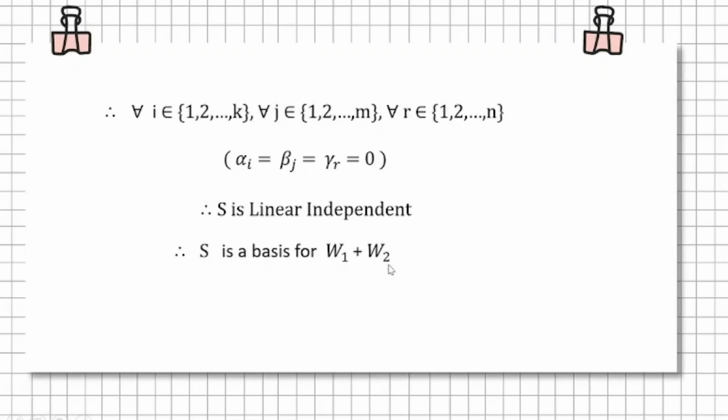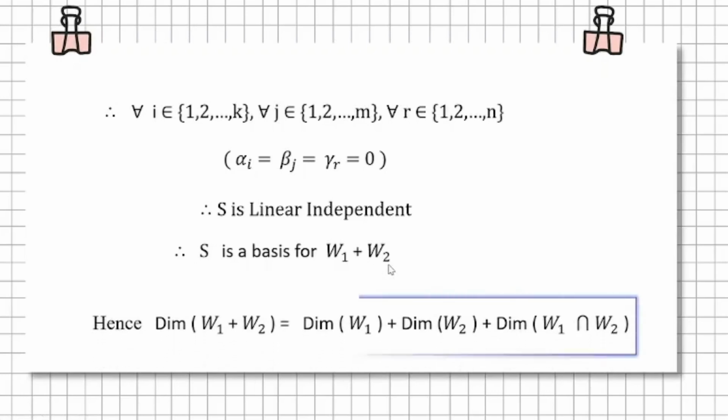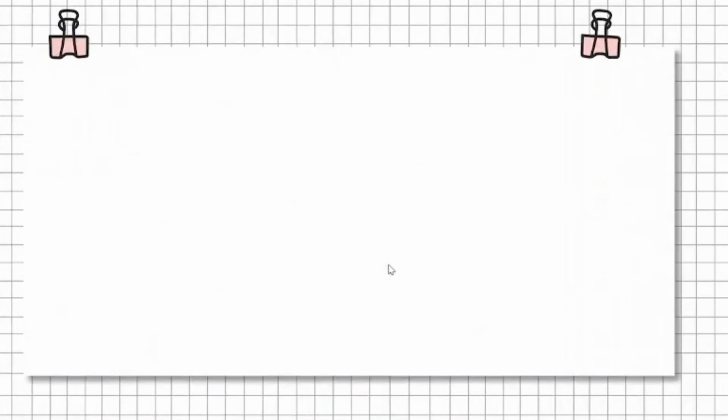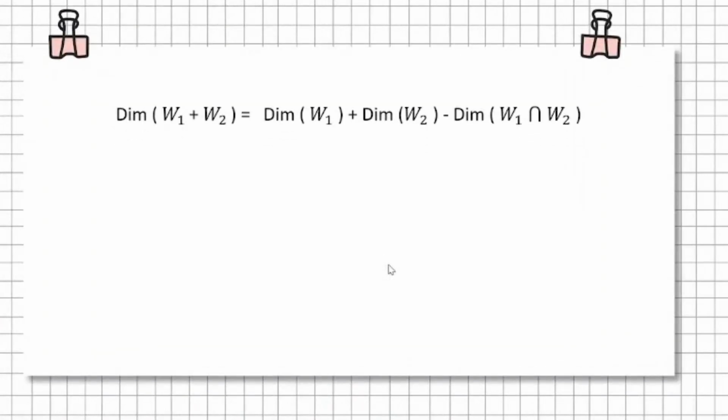We proved it. Therefore we can say that the dimension of W1 plus W2 equals the dimension of W1 plus the dimension of W2 plus the dimension of W1 intersection W2. Right? Because the basis of W1 plus W2 has k plus m plus n elements. And we proved it for two subspaces. Did you see this equation before anywhere, in any of the places?